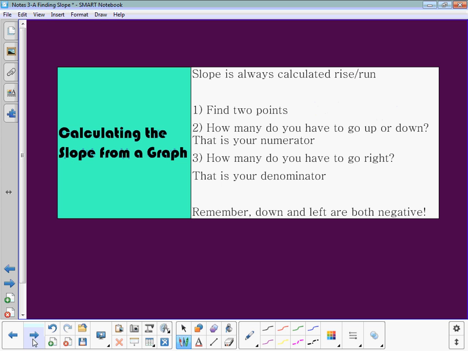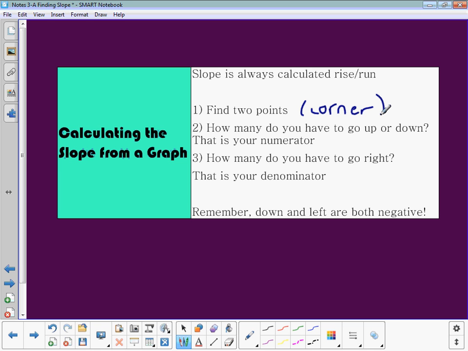Now let's take a look at calculating a slope from a graph. So you might want to pause the video and get this all written down before you listen to me talk. So we always calculate slope as rise over run. You'll hear me say that a lot in class, rise over run. Okay, so then you want to find 2 points on the graph. The easiest way to find 2 points is to find where it hits the corner. So make a note to yourself that you'll find a point if it's on a corner of one of the squares on the graph.